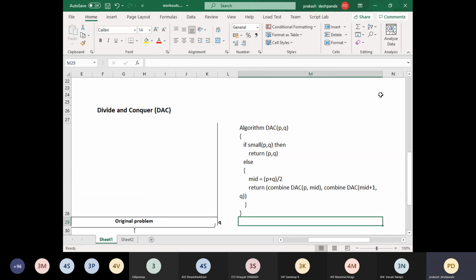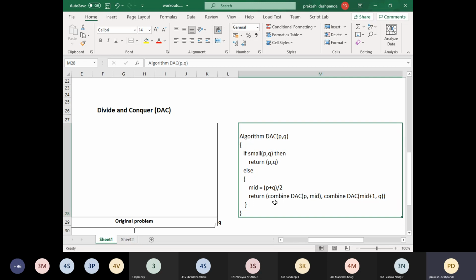Okay, one second, let me expand this one. Now see here, this else block is what? When the given problem is not a small problem and I need to further divide it. So the first step is what? I need to take the mid position. So I retrieve the mid position by taking P plus Q, making the whole divided by 2. Now once I get that, I need to divide that particular problem into two halves. The first half will be between P and mid location, and the second half will be mid plus 1 to Q.